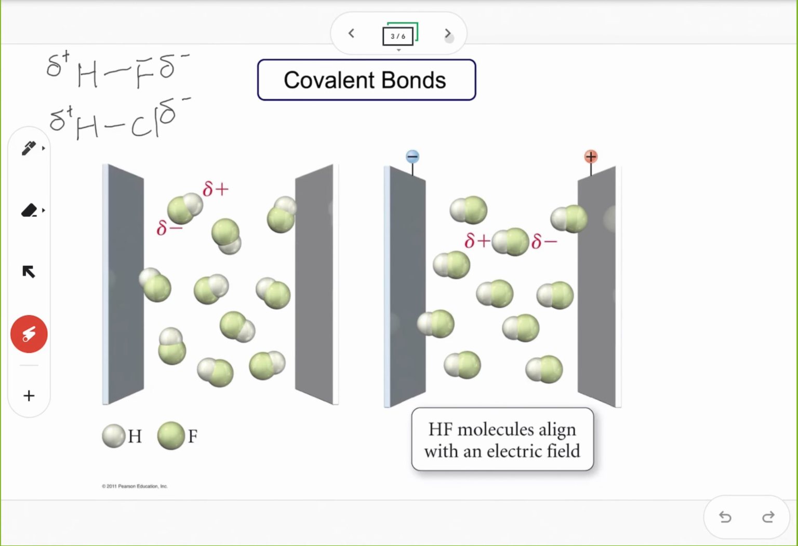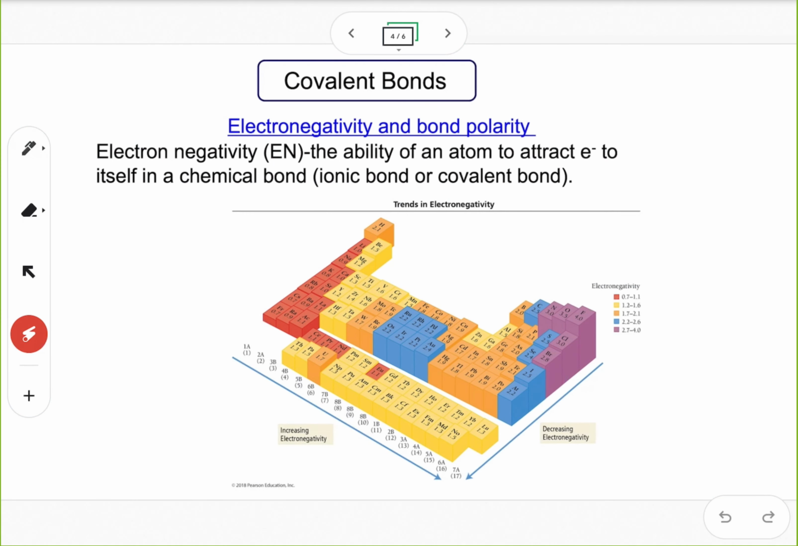Well, let's introduce electronegativity. Electronegativity is closely related to the bond polarity. How do we define it? Electronegativity, we use cap EN to represent electronegativity, okay, sometimes. It is the ability of an atom to attract electrons to itself in a chemical bond. And here, it can work on both ionic bonds and covalent bonds, okay?